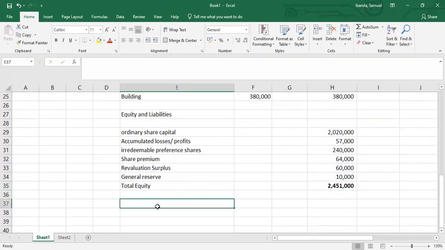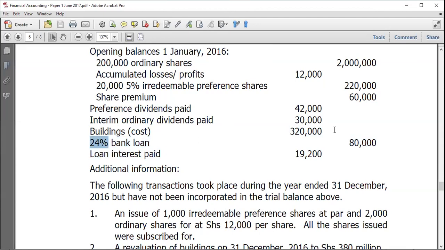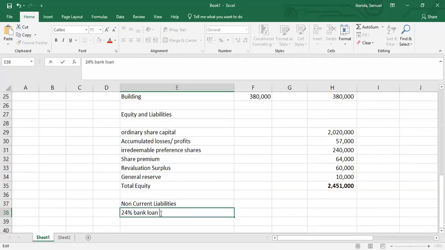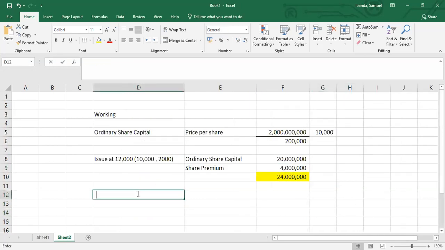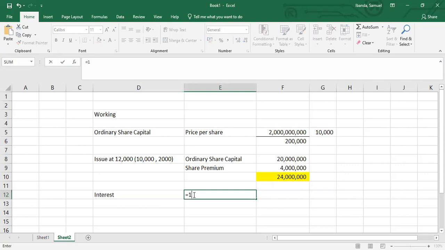And then we have non-current liabilities, because we have a loan that they have given us. So we shall also just try to show it in the extract. That rate remains. So this 24% bank loan remains the way it is. The interest will not appear under any. Basically, this is a 24% bank loan, which is at 80,000. Let's try to find its interest. Maybe we can recognize the unpaid interest. So interest is basically 24%.